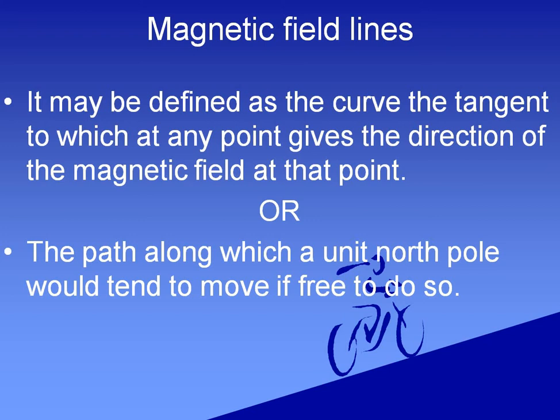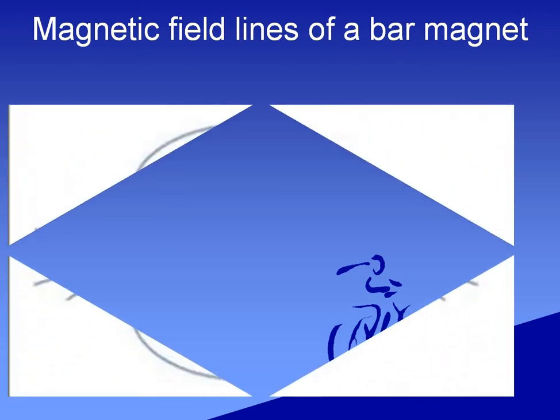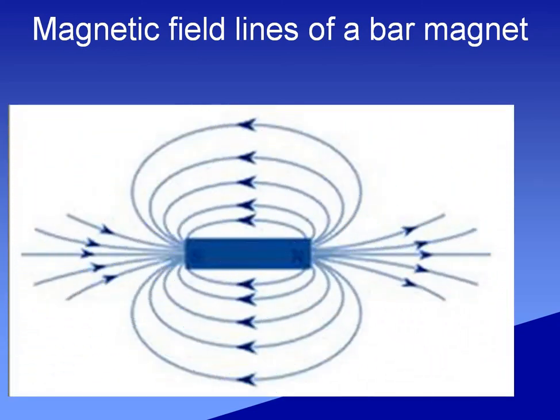Understood? Now, before discussing the properties of magnetic field lines, we will see the shape of the magnetic field lines of a bar magnet. The magnetic field lines of a bar magnet will look like this. You can see the north pole on the right side and the south pole on the left side. Here you can see that these field lines will look like this for a bar magnet.